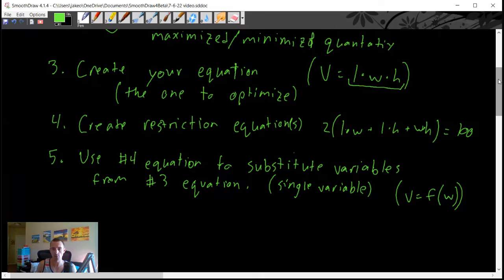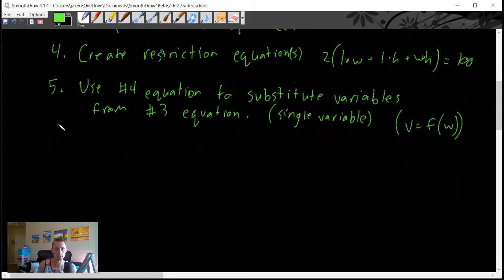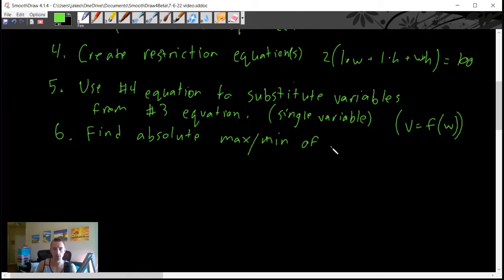Once we get this down to a single variable equation, then we can apply the first derivative test to find the absolute max or min value of the equation in order to optimize the function. So we're going to find the absolute max or min, depending on what the question asks you to find, of the equation from step number 5, over whatever domain actually makes sense.